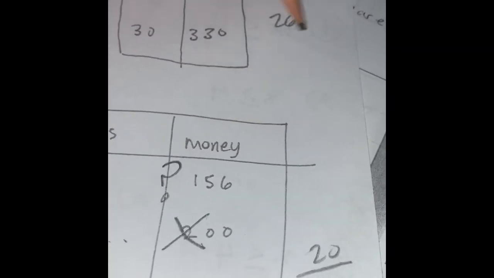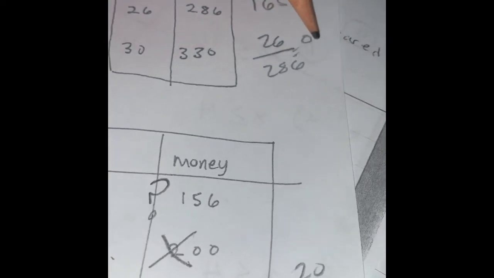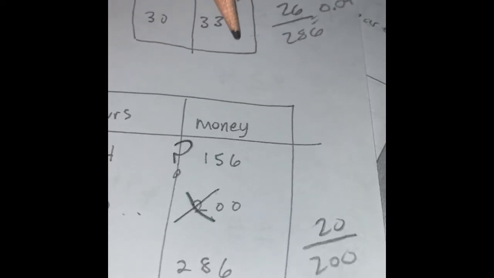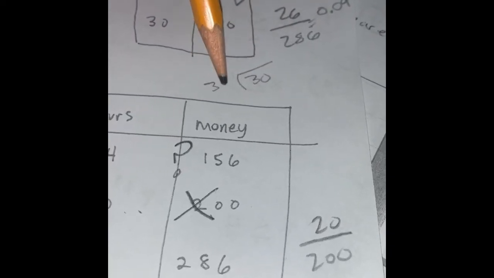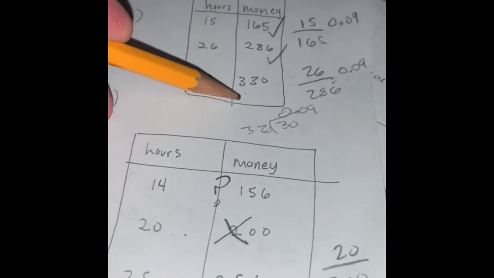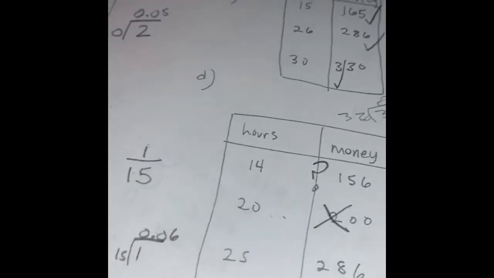So now I'm going to do 26 divided by 286, which once again will come out to 0.09. And just because this one works doesn't mean I'm done. I'm also going to check this one. So 30 divided by 330 will also give me 0.09. Because this table, the rate of hours to money, 0.09, matches the rate of Travis's, I can go ahead and circle this one.